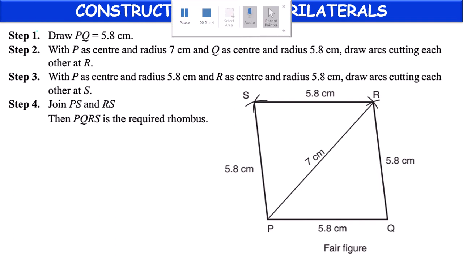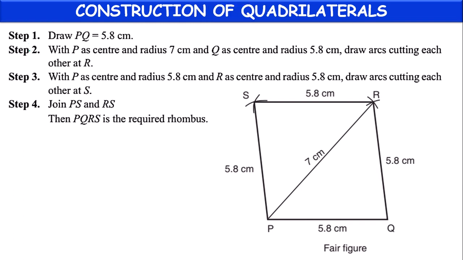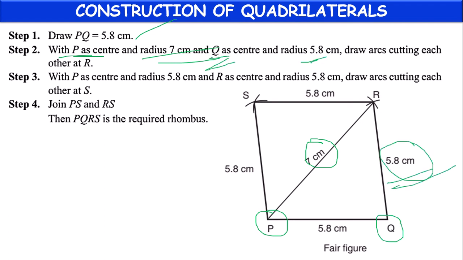But while writing the steps, you have to write with the complete information, children. Step 1, draw PQ equal to 5.8 centimeter. Step 2, with P as center, radius 7 centimeter, and Q as center, radius 5.8 centimeter, draw arcs cutting each other at R. Like that, you have to write complete steps.